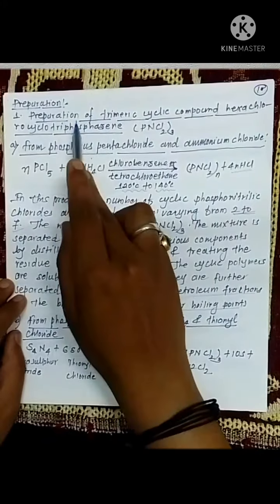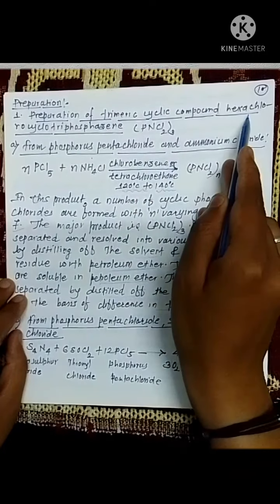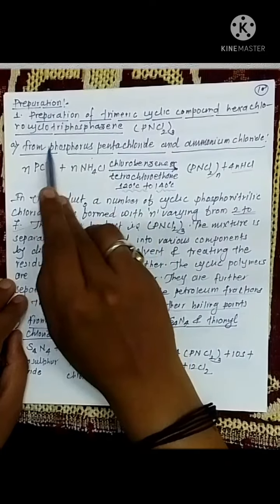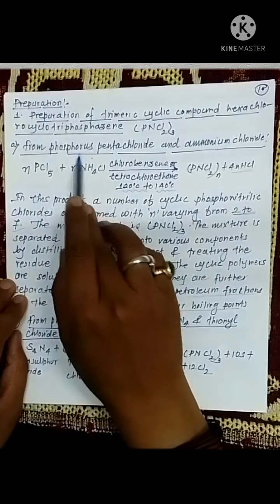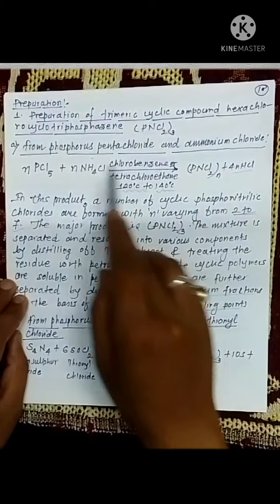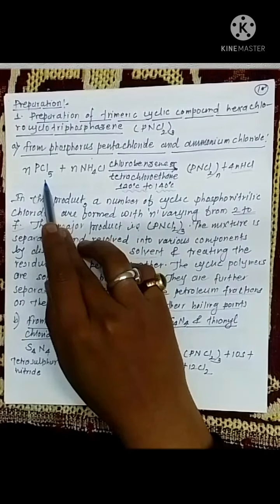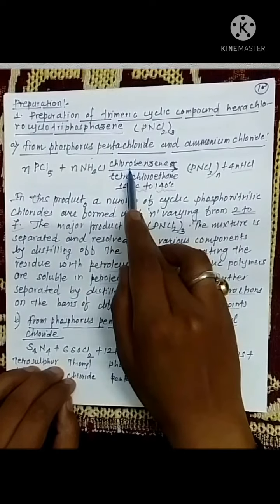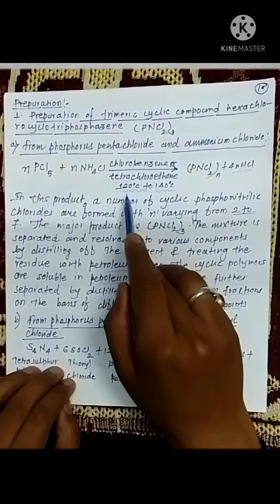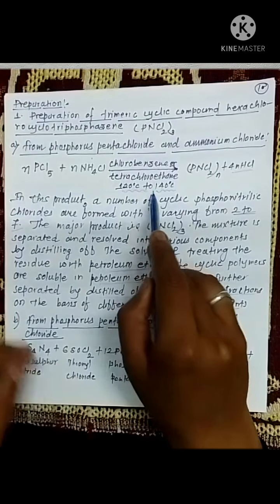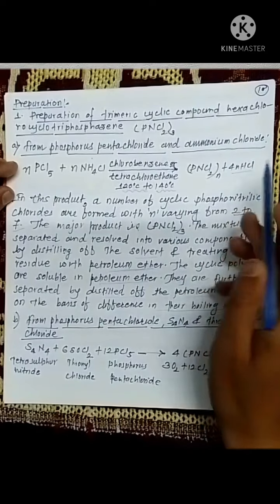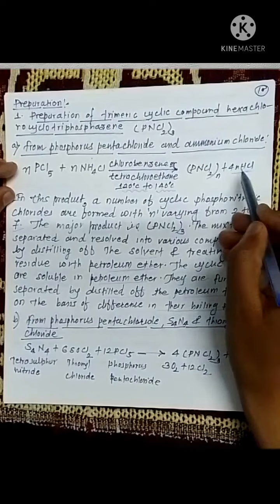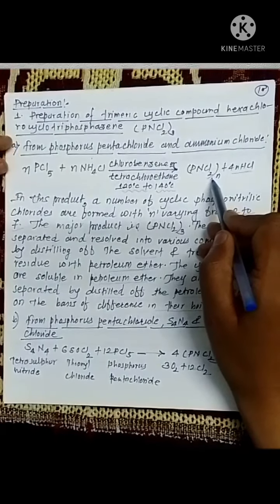So the first step is the preparation of the trimeric cyclic compound, that is hexachlorocyclotriphosphazine. This compound is basically synthesized by three different methods. The first method uses phosphorus pentachloride and ammonium chloride. Phosphorus pentachloride is reacted with ammonium chloride in the presence of chlorobenzene or tetrachloroethane at 120 to 140 degrees centigrade. We get (PNCl2)n plus 4 HCl molecules go out in the reaction. This is basically a condensation type of reaction.